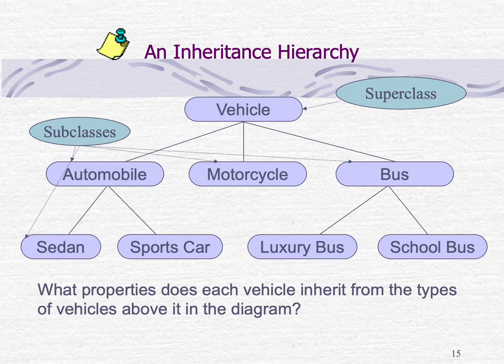In an inheritance hierarchy, superclass automobile, subclasses motorcycle, luxury car and school bus, besides having their own attributes and methods. What properties does each vehicle inherit from the types of vehicles above it in the diagram? Superclass, subclasses.